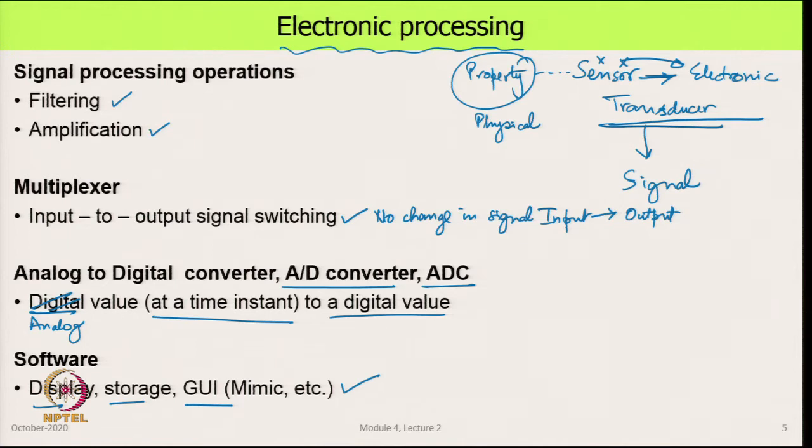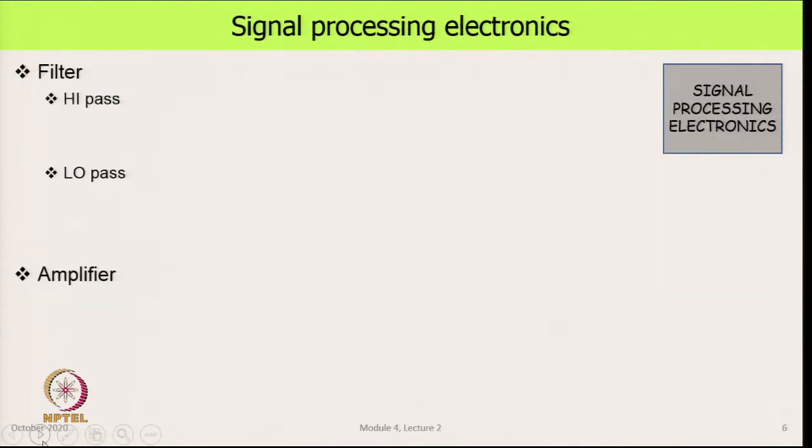Now, we will look at some of these in a little more detail. Each one of these is a full course by itself, and in this course I am just giving a very brief overview of what it does. First is the filter, which can be high pass or low pass, or we can call it a third one, band pass.